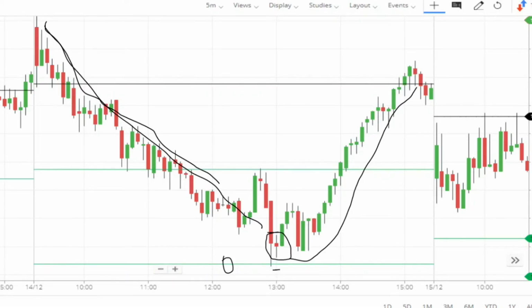You would have kept your stop loss below this support line. You kept your stop loss here. Price moved from here to this point.